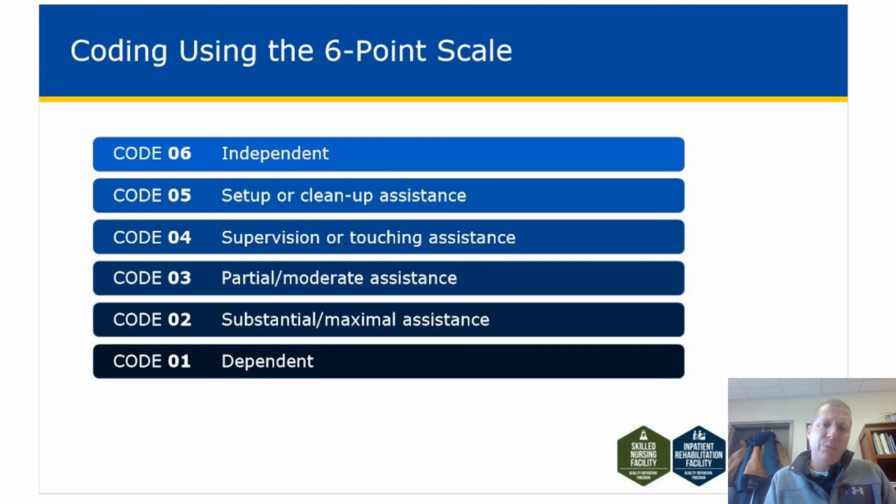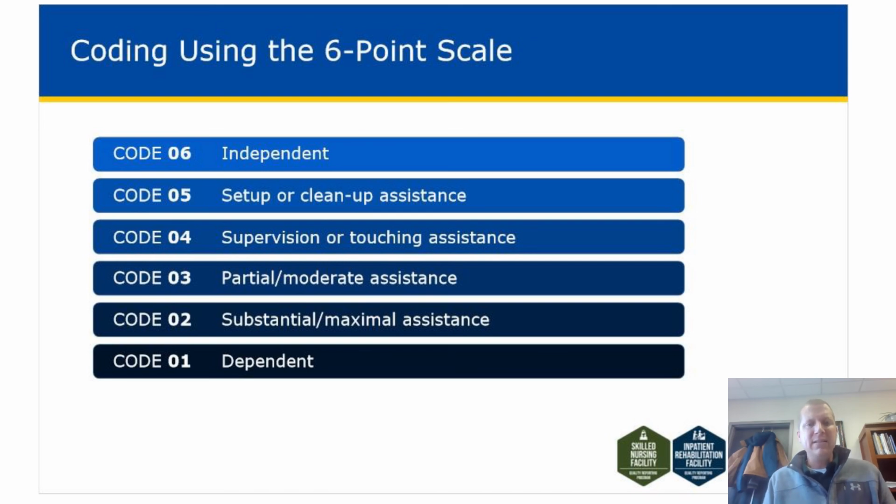So here's the 6-point scale that we would be using with the use of section GG, and I'll be going through each one of these. It might be helpful for you to follow along with the section GG decision tree also, which helps you further identify different ways that we would score.